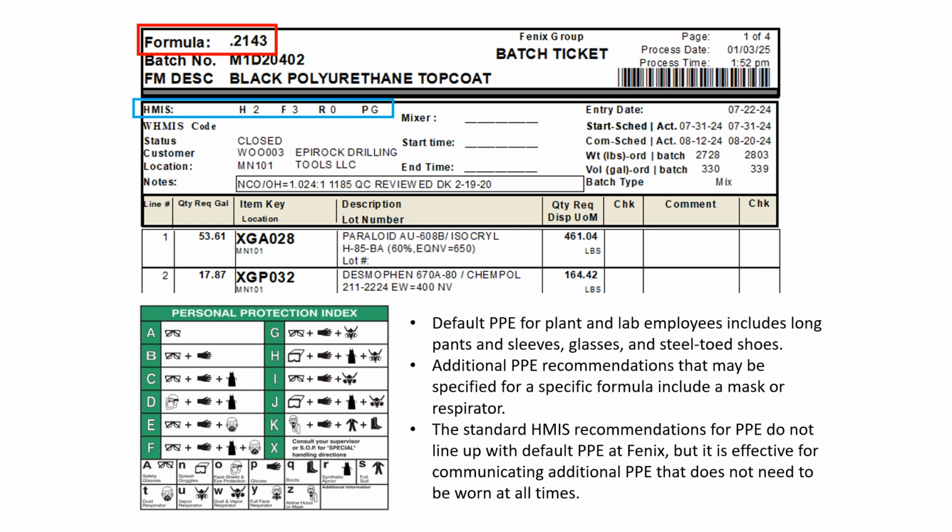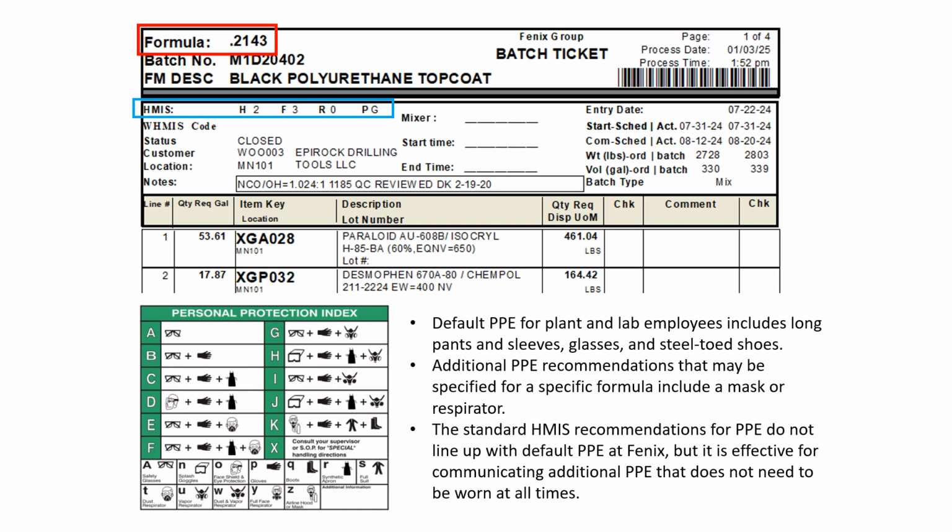HMIS information providing basic safety information about the product can also be found on every batch ticket, highlighted in blue. HMIS stands for Health, Flammability, Reactivity, and Personal Protective Equipment. A rating of 4 signifies the most dangerous for a given category, 0 signifies the least dangerous. Each letter signifies a different set of recommended PPE.